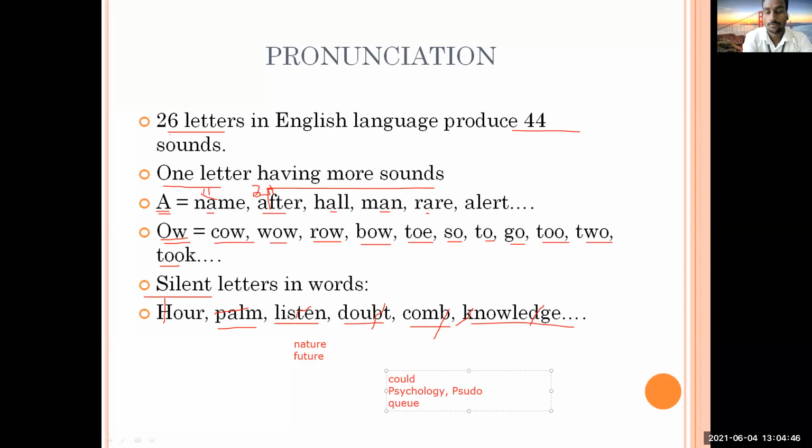You don't know Q? Do you know this word or not? Q. No, sir. Q. Okay, do you know bouquet? Yes, sir. How do we write? How should I write? BWK.